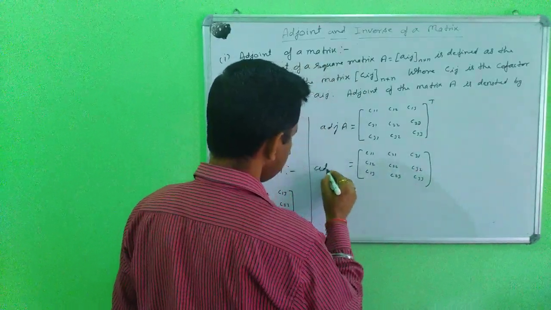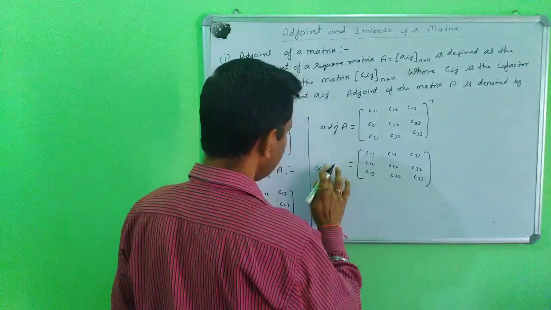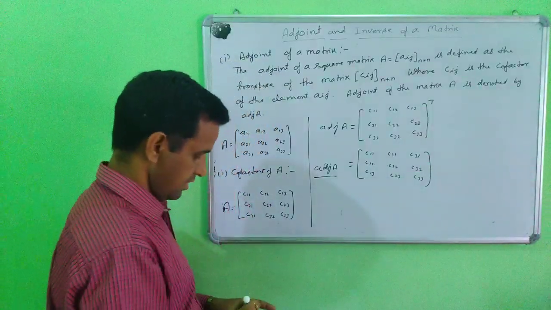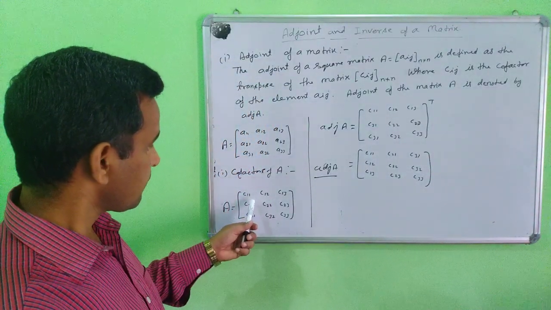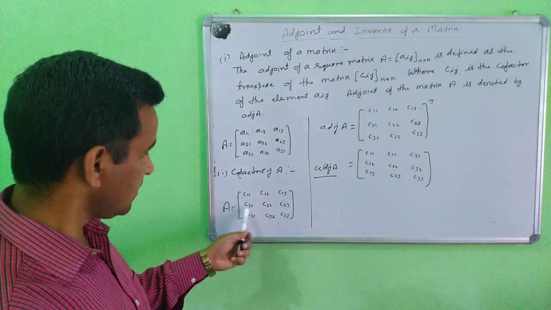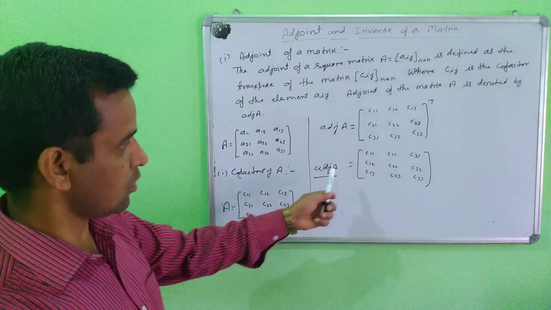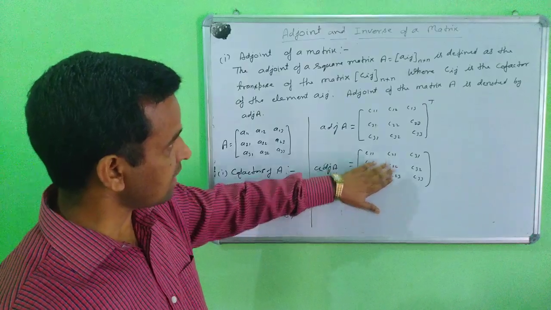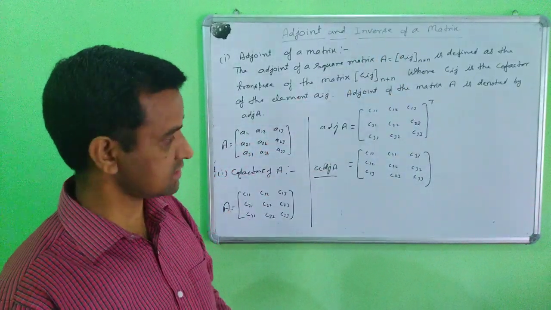This process gives the adjoint. This is called the adjoint of A. Means the transpose of the cofactor matrix is called the adjoint of the matrix. So first you find this, then find the inverse.